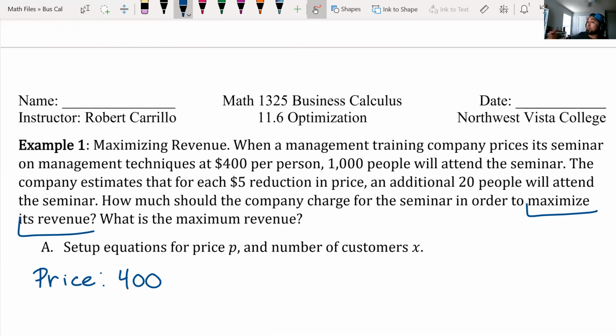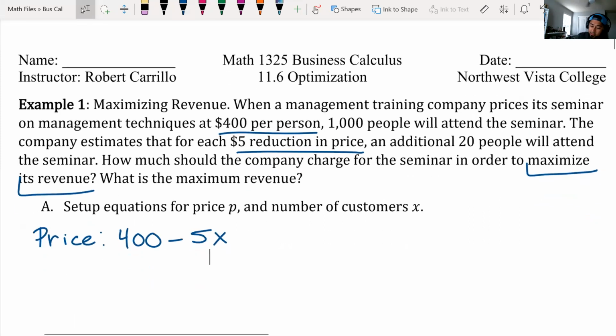But then in order to get more people to attend, we're going to do a $5 reduction in price. So we know it's 400 per person, but every time we do a $5 reduction in price, an additional 20 people will come. So this equation is going to be 400 minus 5x, because it's for each additional $5 reduction. So the more $5 off we give, the more groups of 20 will come. So there's our price equation.